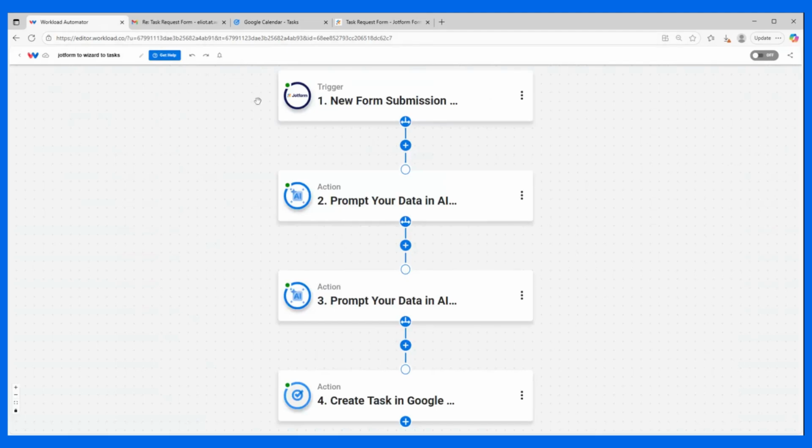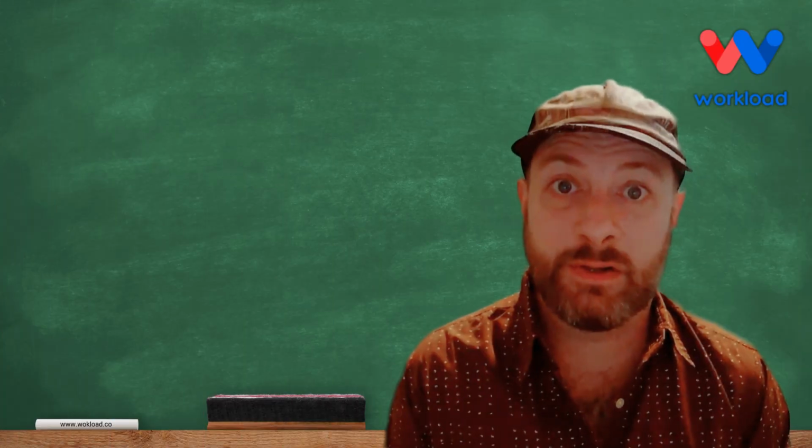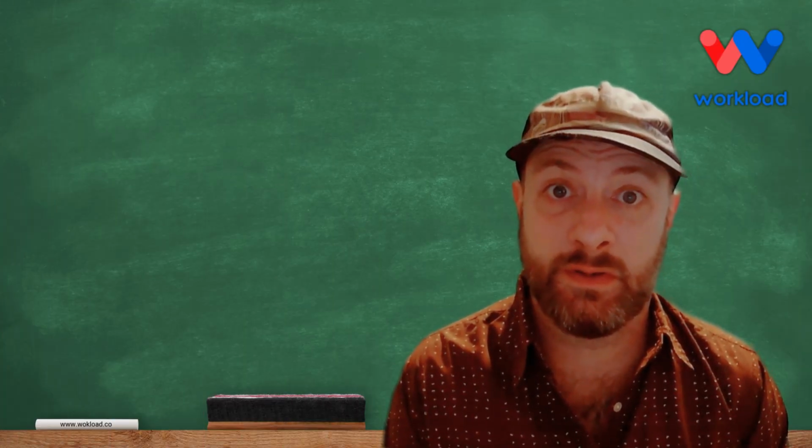We can come back over to the Workload editor, check to make sure there's a green dot in each of our nodes, and then we can activate our workflow. And now every time there's a new form submission to that particular form, the response will be reformatted using the AI wizard by Workload and then used to create a new task in Google Tasks. That's how you can use Workload to build a workflow that will automatically turn a form response into a task.